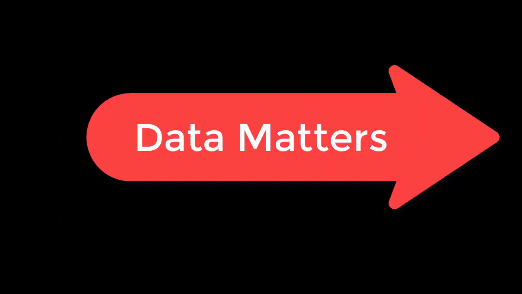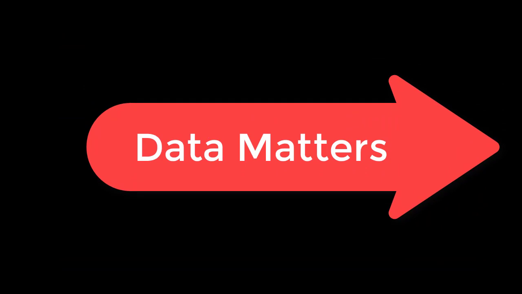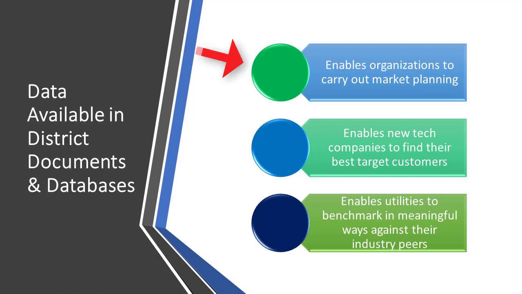At this point, you might be asking, why? Why do all that work? The answer is the data available in all these disparate documents and databases matters. It matters because it enables organizations that serve public water utilities, like engineering, construction, and materials firms, to carry out market planning. It matters because new tech companies bringing novel solutions to this necessarily conservative industry want to find their best target customers. The utilities themselves want to be able to benchmark in more meaningful ways against their industry peers.